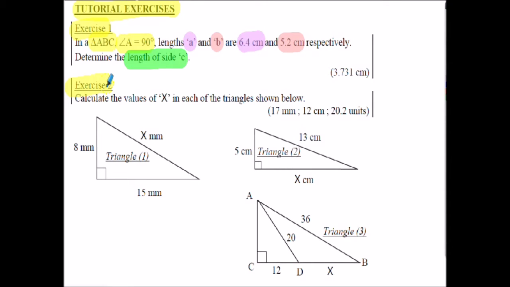Exercise 2 is broken down into 3 separate parts here. We have triangle 1, triangle 2 and triangle 3. We're asked to calculate the values of side x in each of the triangles shown. So in triangle 1 we've got to find the value of x here, which is the hypotenuse. In triangle 2 we've got to find the length of this side labelled x. And in triangle 3, slightly more complicated, we've got to find the lengths of side x shown here.